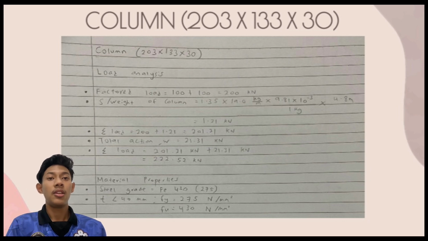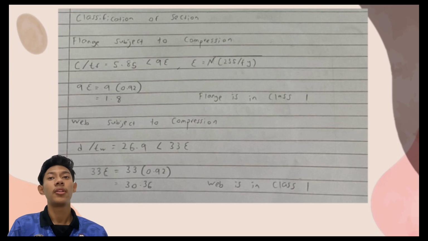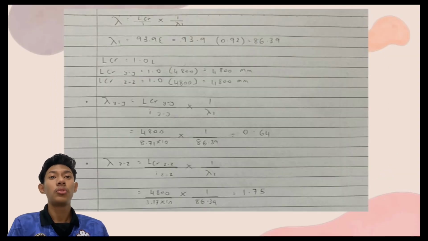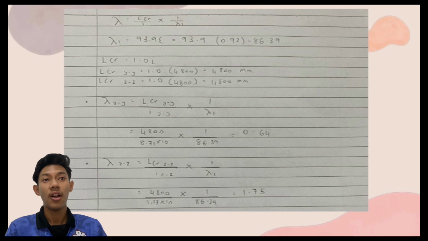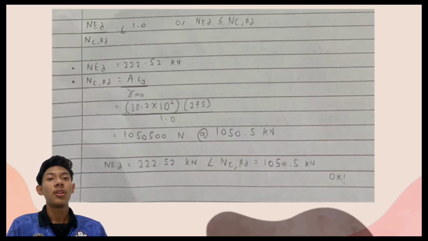I just calculated the column, so I chose the section 203 multiplied by 133 multiplied by 30. I get the NED is 222.52 kN, and then I move to the classification of section. I just calculate the flange and web. All the flange and web are in class 1, and then I move to YY and ZZ. I get 0.64 for YY and ZZ is 1.75. So I move to the NCRD. NED is less than NCRD, so this is okay.